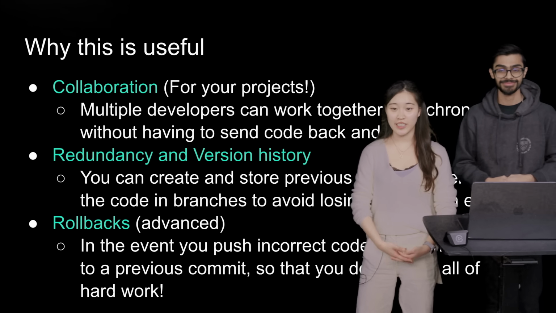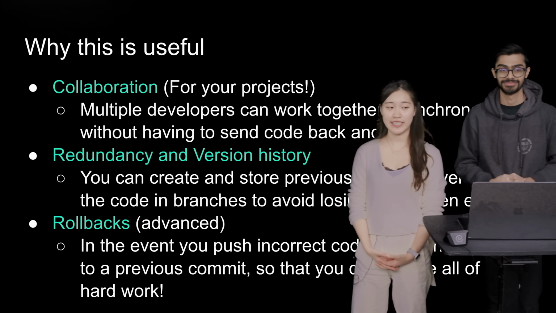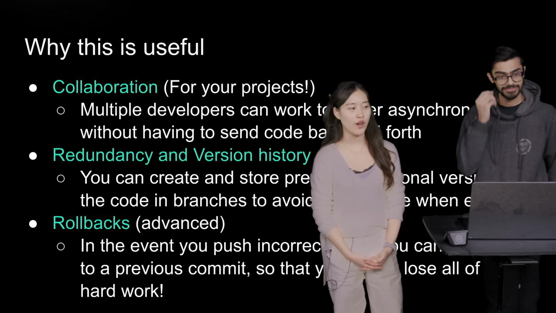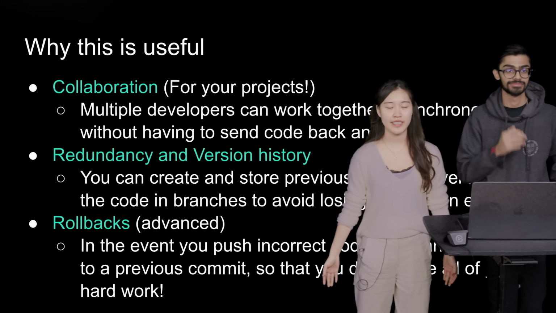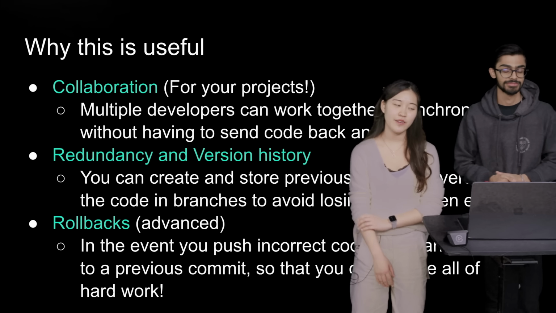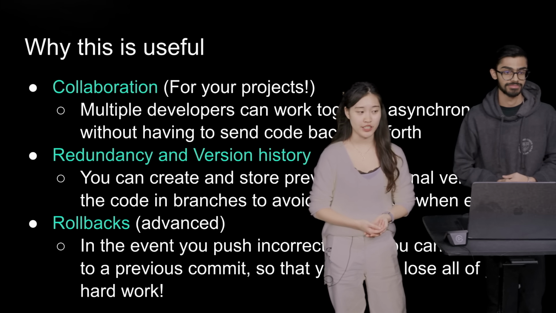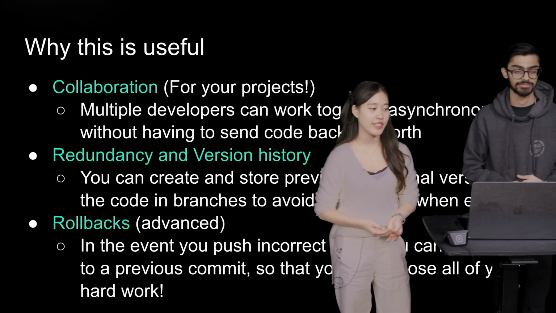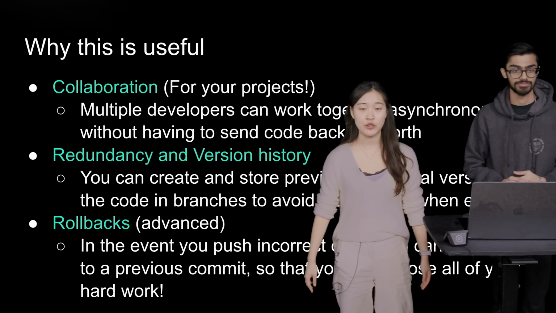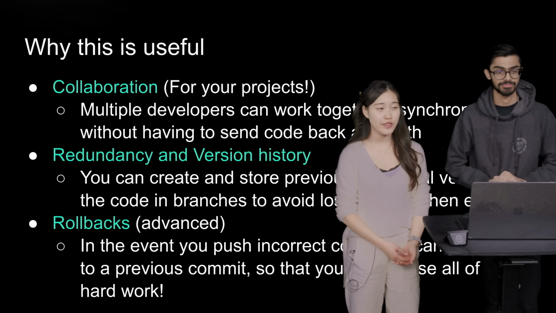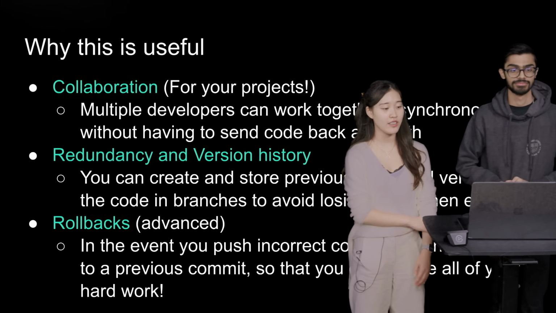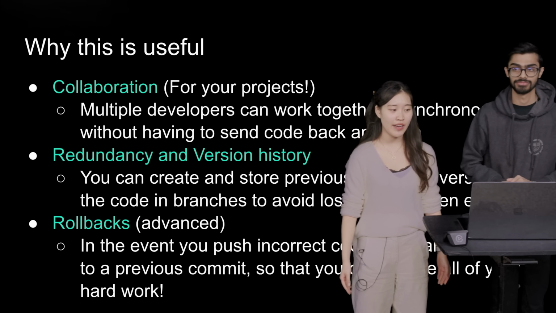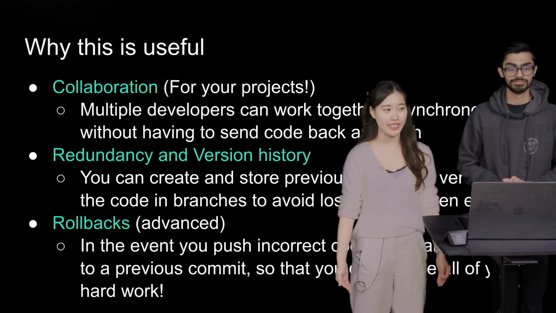Yeah, so we actually talked a lot about GitHub and different Git commands, but let's just talk about why all this is useful and why GitHub and Git are so important to us. First of all, and as we emphasized, collaboration for your projects. GitHub essentially allows multiple developers to work together, and you don't have to be in the same room together, and you don't even have to be on the same local repository together. You can all work on this asynchronously without having to send code back and forth in a complicated manner.